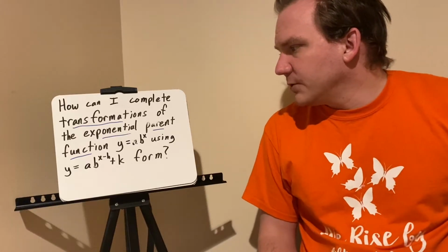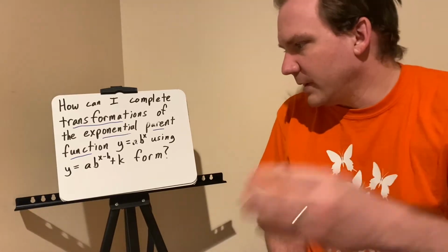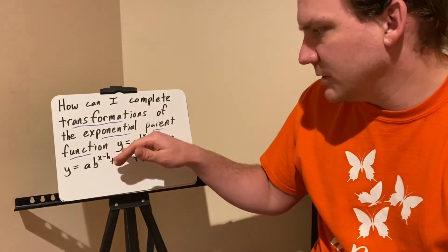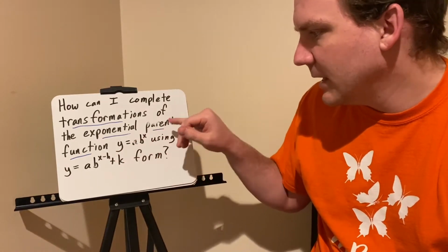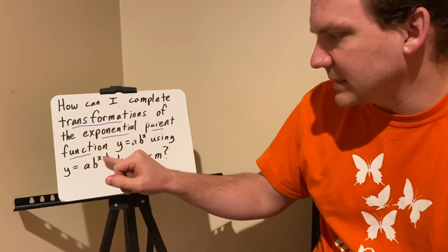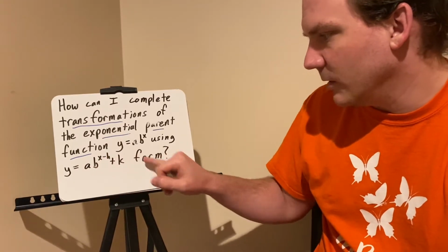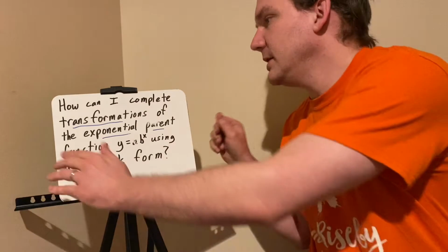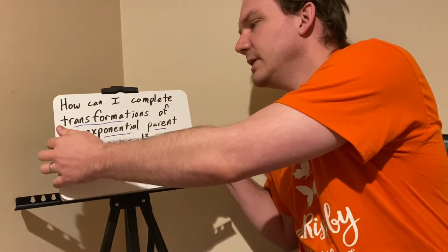How can I complete transformations of the exponential parent function y equals ab to the x using y equals a times b to the x minus h plus k form? So the h and the k are the key pieces for the first transformations.